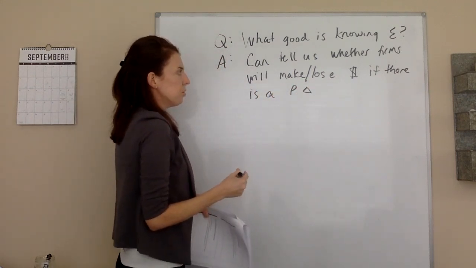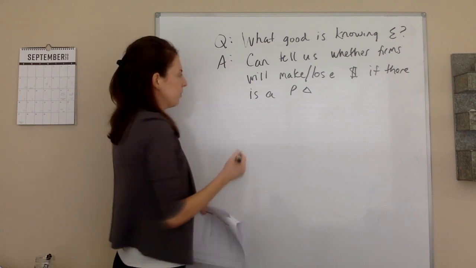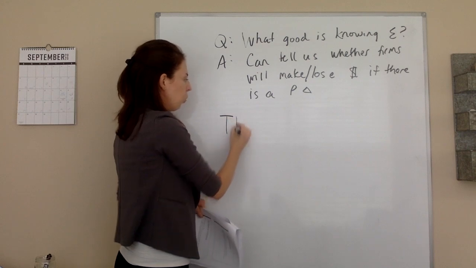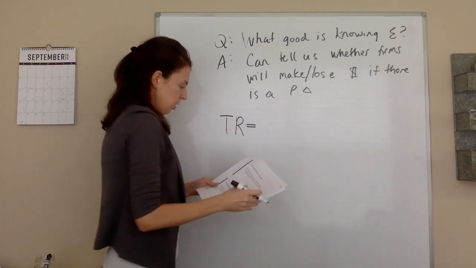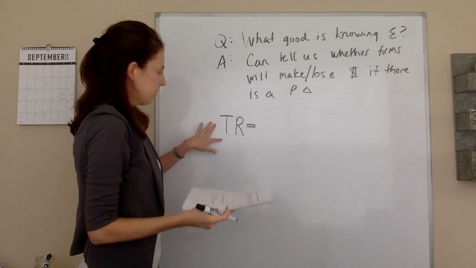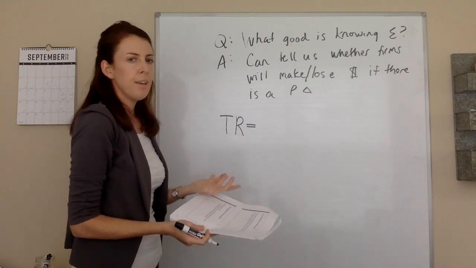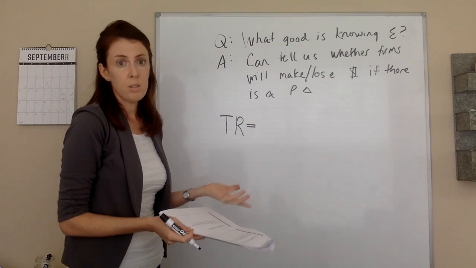Okay, so to understand this, you're going to need a little bit of background information. The first piece of information you need is: what is total revenue? Total revenue is the total amount of money that a firm brings in from sales.